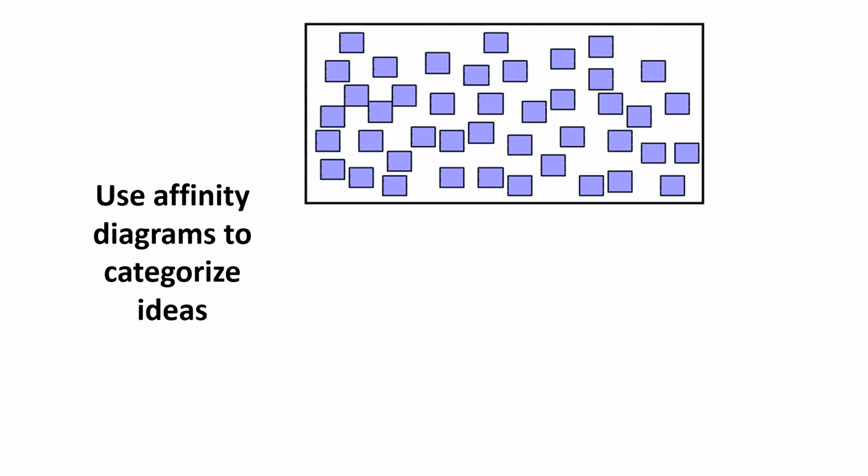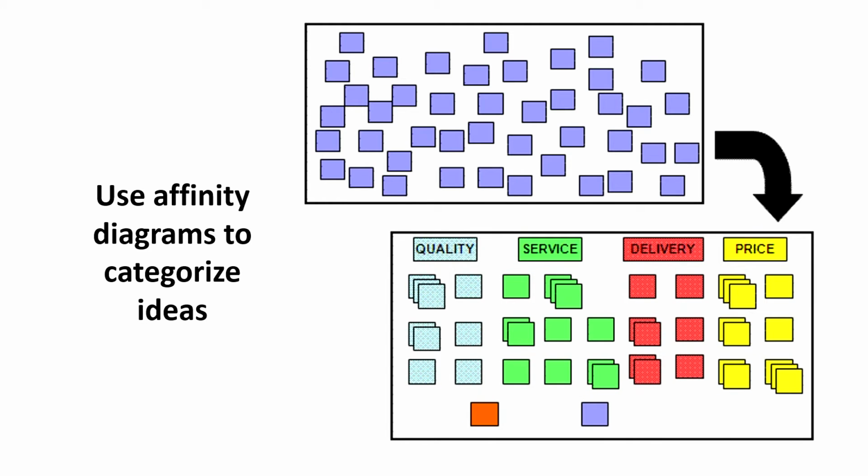One technique is to use an affinity diagram to categorize different pieces of the problem. First, brainstorm possible causes of the problem with other stakeholders. Get as many ideas on paper as possible, shown here with the blue rectangles. Then, categorize and label the various ideas into themes, such as quality, service, delivery, and price.